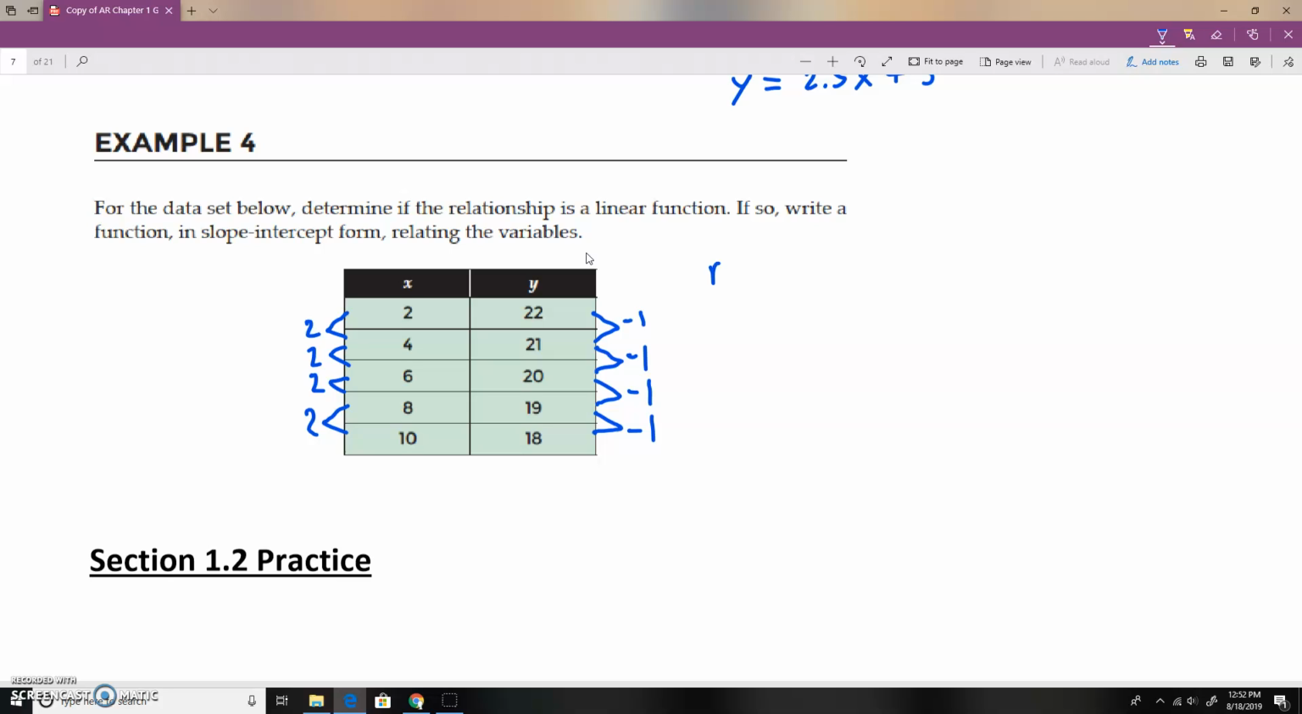Okay? So when we find our m value, we do the change in y over the change in x. So our m value is now negative 1/2. Our b value, okay, well, we're going by 2's, so if we took 2 more away from this, that would put us at 0. So let's do the same step we did over here, negative 1. Well, what could we subtract 1 from to get 22? The answer is 23. So our b value is 23. So now we're going to write our equation. It's y equals negative 1/2 x plus 23.